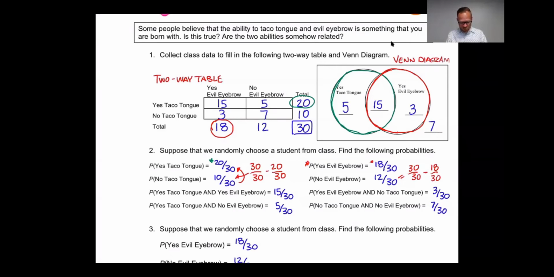Now for the remaining 4 questions that you see here in number 2, it really just corresponds to the 4 values in the two-way table or the 4 values that you see in the Venn diagram. So the 15 out of 30 is the center football section in the Venn diagram. The 3 out of 30 is the right Pac-Man. The 5 out of 30 is the left Pac-Man. And then the 7 out of 30 is the outside value.